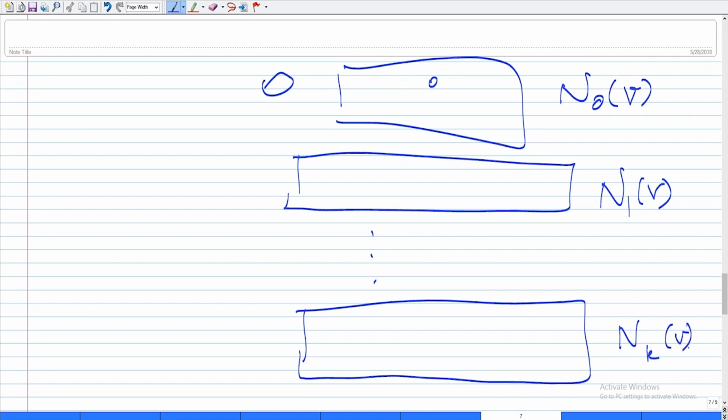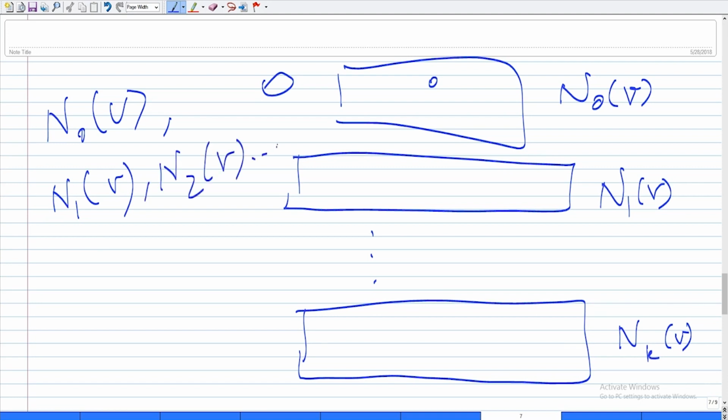So now from here you can start looking at giving an ordering in such a way that you choose N0 of V, followed by N1 of V in any order. Within the level it does not matter which order we are going to give. So, you can give in any order N1 of V, N2 of V and so on. Okay. So, this eliminates the possibility of having the very worst case.